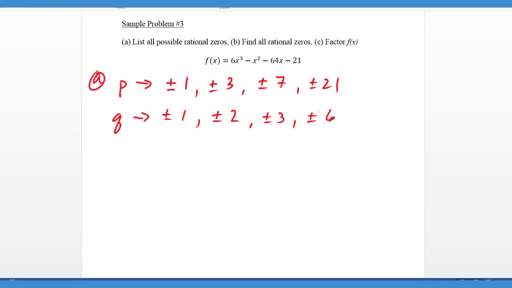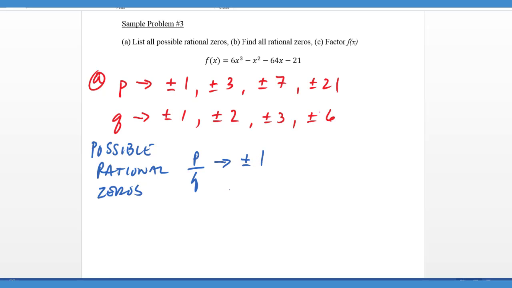Now that we've found the possible factors of p and q individually, we need to find all the possible rational zeros, and these are going to be the combinations of the p and the q. So we're going to find all the combinations of p over q. Now plus or minus 1 was given both times. We only need to write it once.